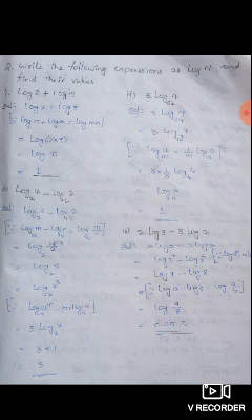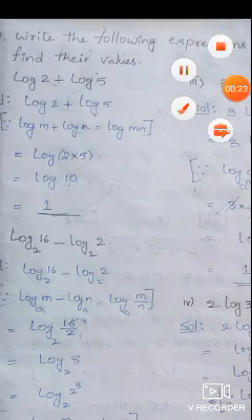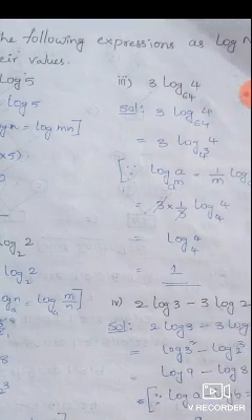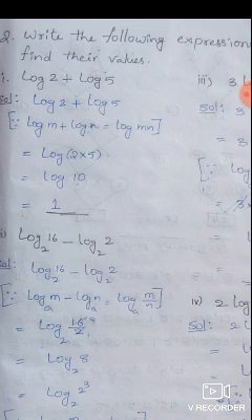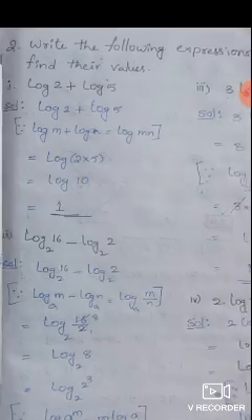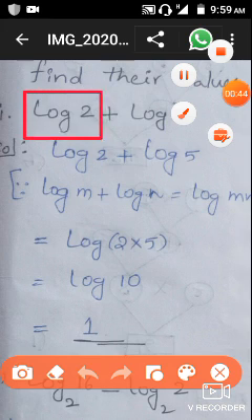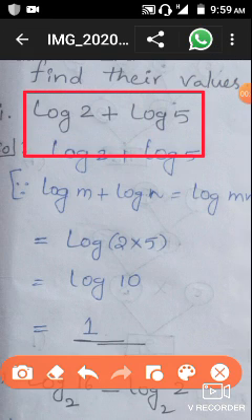Hello students, today we continue first chapter exercise 1.5. In the last video we completed the first bit, so now we do the second bit. The question is: write the following expression as log n and find their values. See, in the first question, log 2 plus log 5. The two terms there, log 2 and log 5, we should write in short form as one term, and if their value comes, we should write the value also.